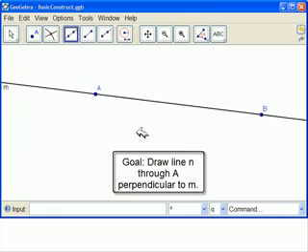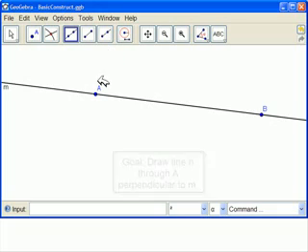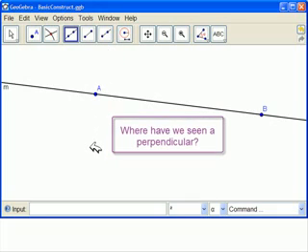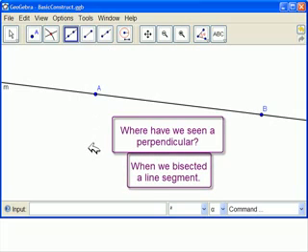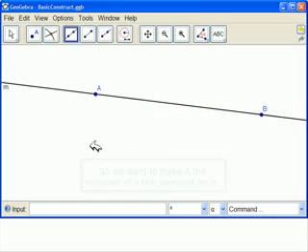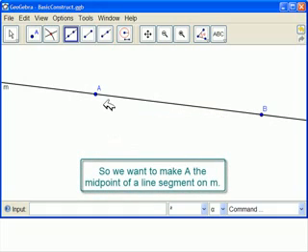The idea is to construct a line that's perpendicular to M passing through A. Where have we seen a perpendicular so far? When we were bisecting a line segment. So if we could make A the midpoint of a line segment, we know how to draw a line normal to our baseline that would pass us through the midpoint.